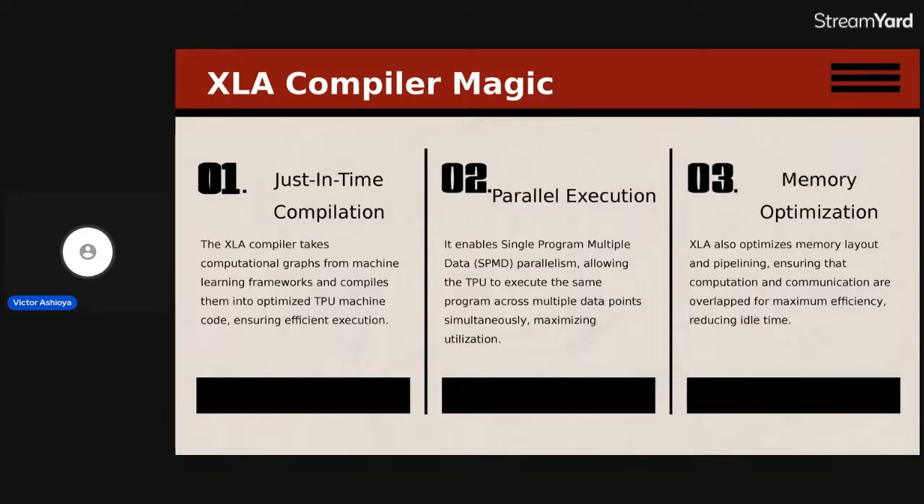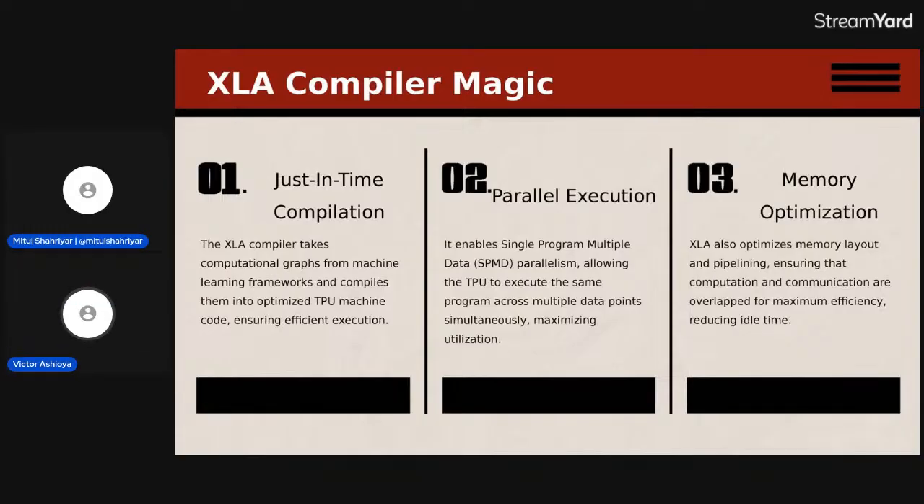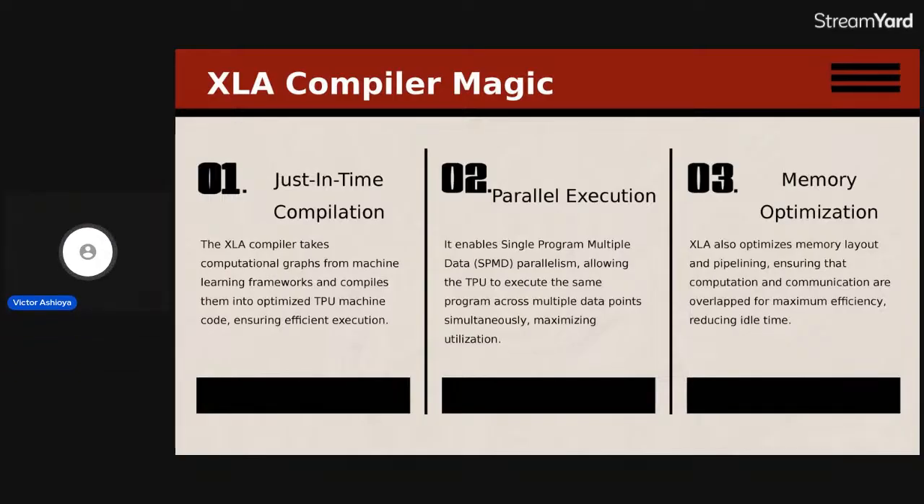Then next is parallel execution. At the core of these supercomputers now, it's parallel computation. Always remember that. Here they have their own technology. At Google, it's called single program, multiple data, SPMD. Parallelism.